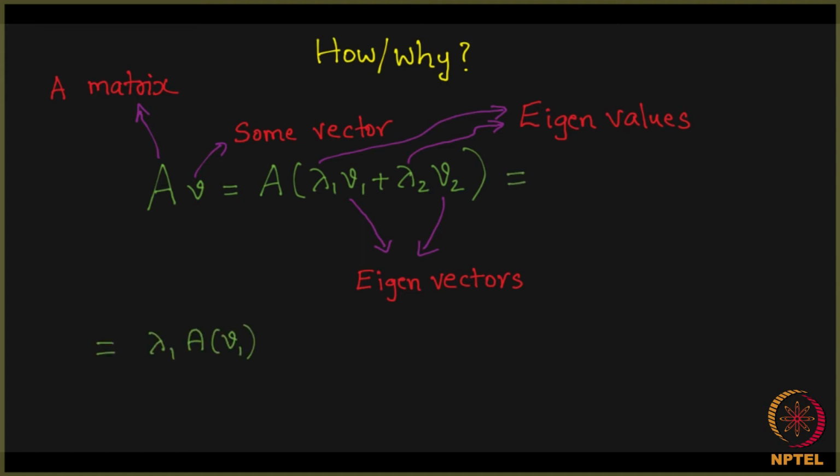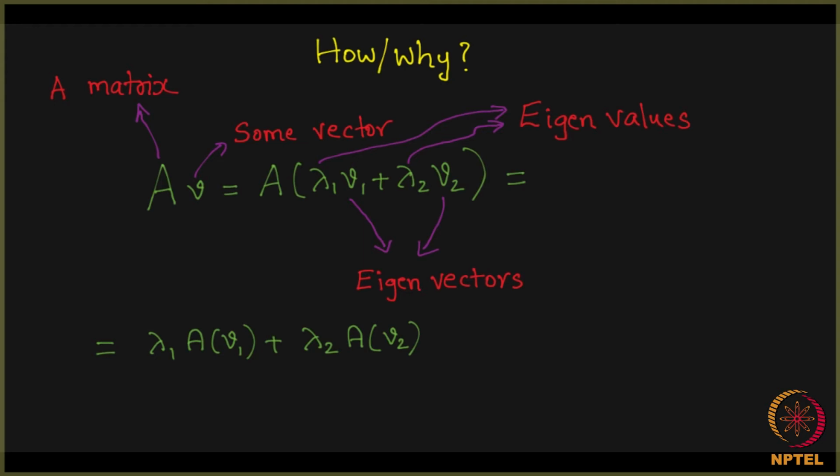Now what is this equal to? This is equal to A, a matrix, applied to a scalar lambda 1 times a vector V1. You can always pull out the scalar here, correct? So you can write it as lambda 1 times A of V1 and lambda 2 times A of V2.